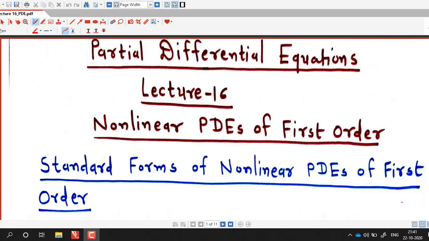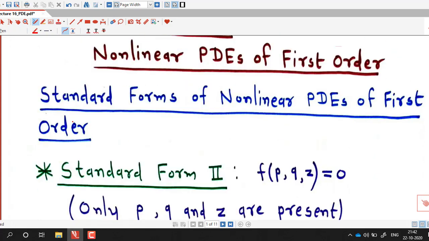In last lecture we have seen standard forms of nonlinear partial differential equations of first order, and we have discussed first standard form, and we have seen that the standard form 1 is the partial differential equation in which only P and Q are present. Today we are going to discuss another standard form, and we will see how to find out complete integral if our partial differential equation is in second standard form.